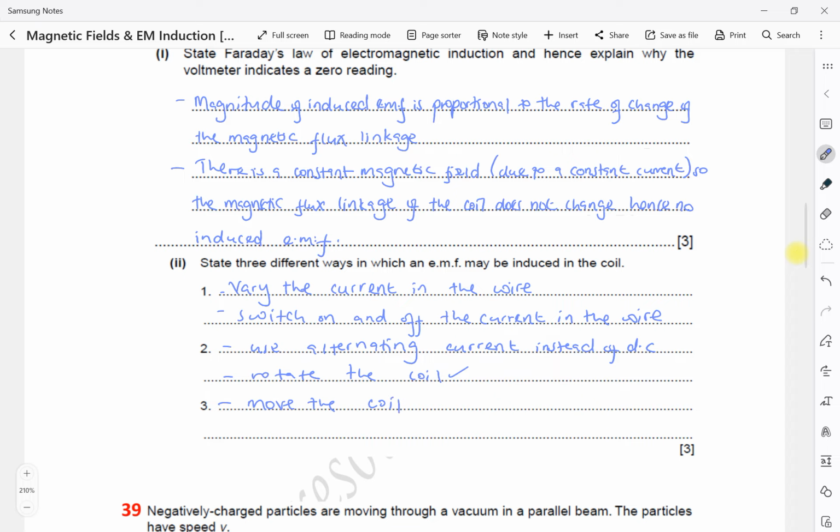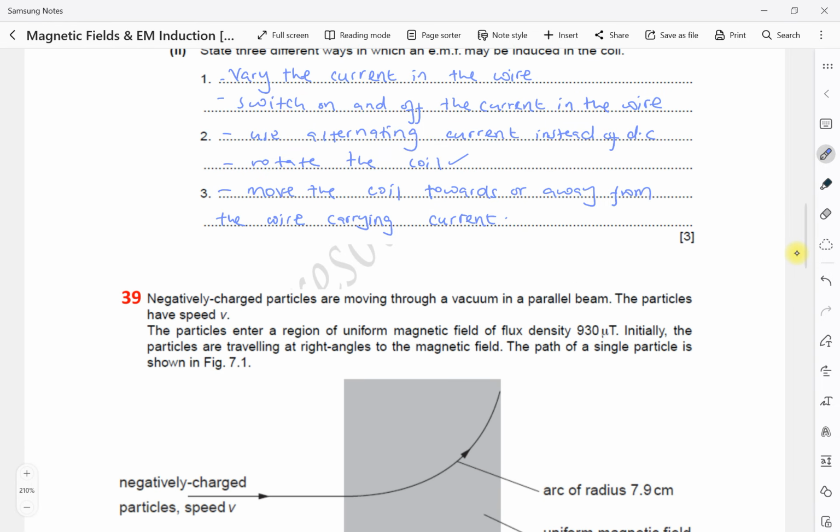Move the coil towards or away from the wire carrying current. Okay.